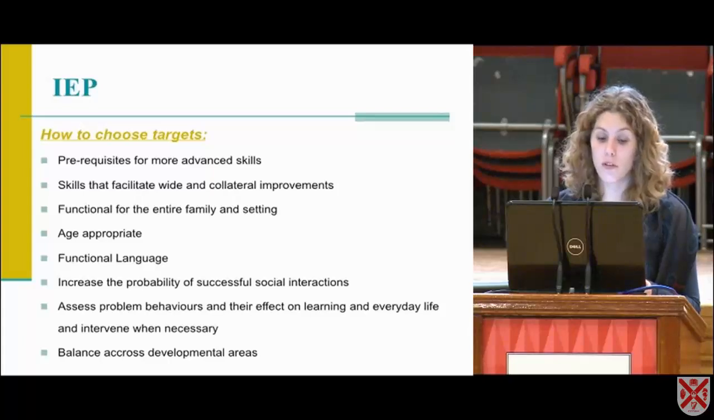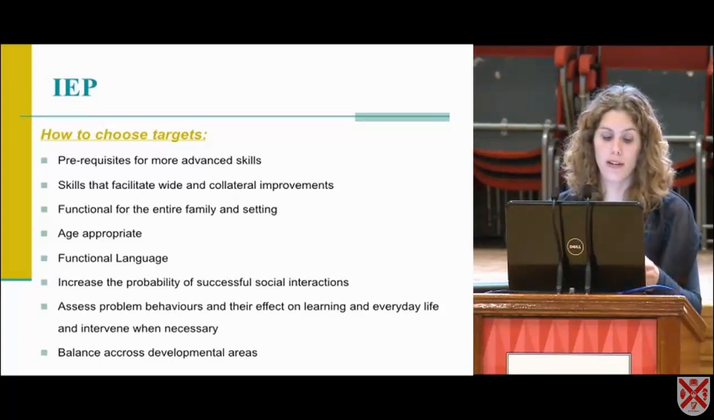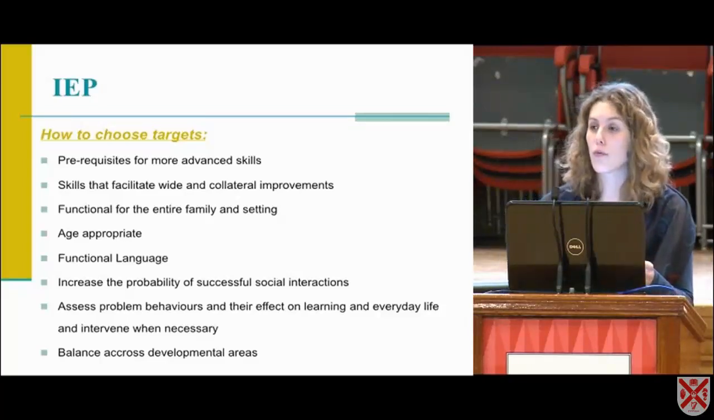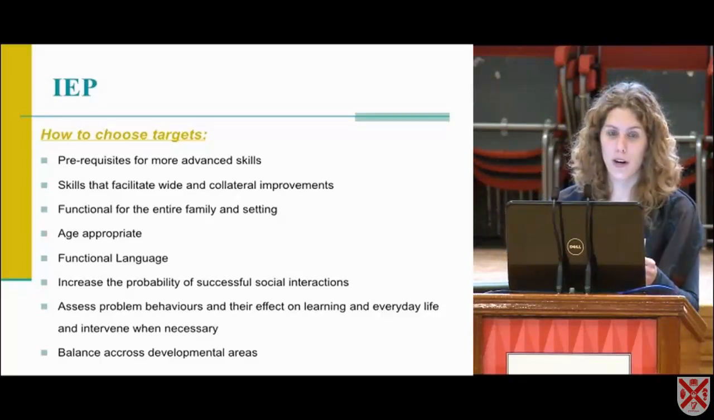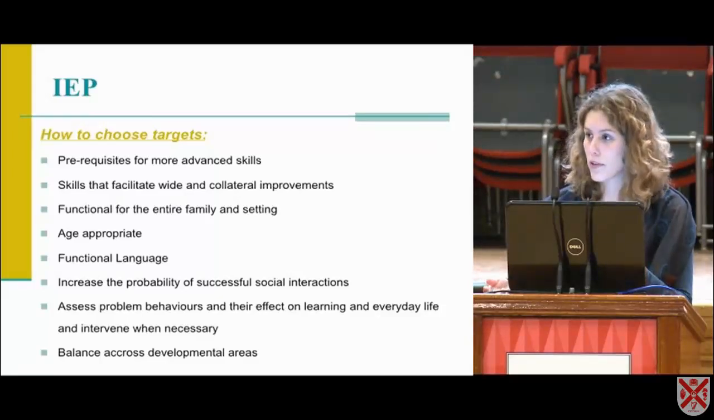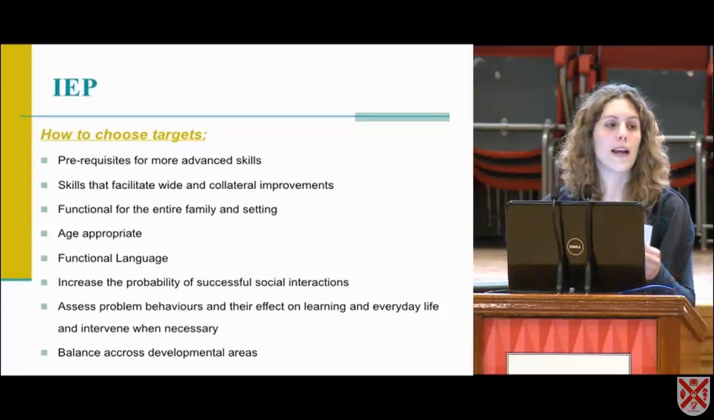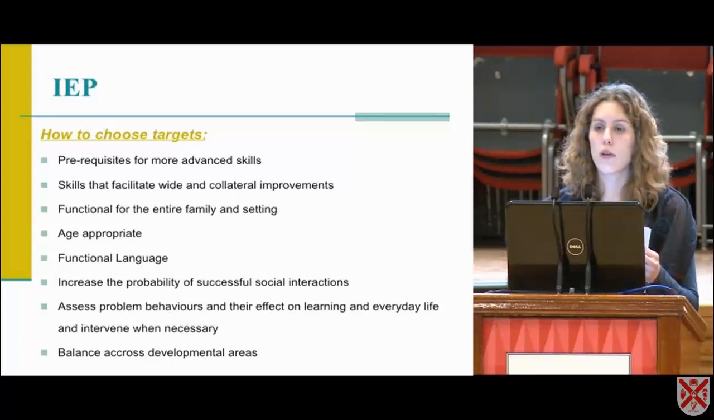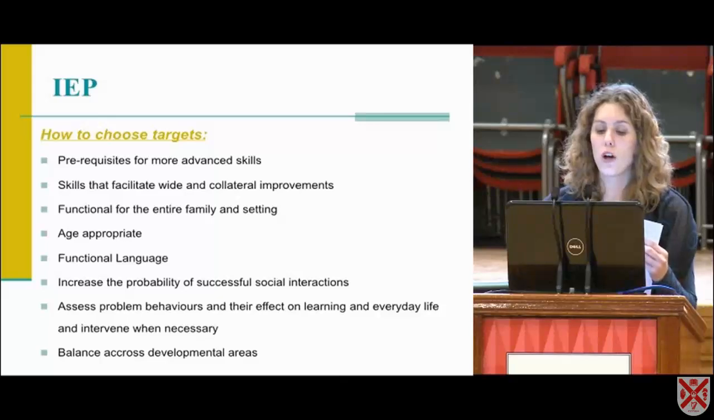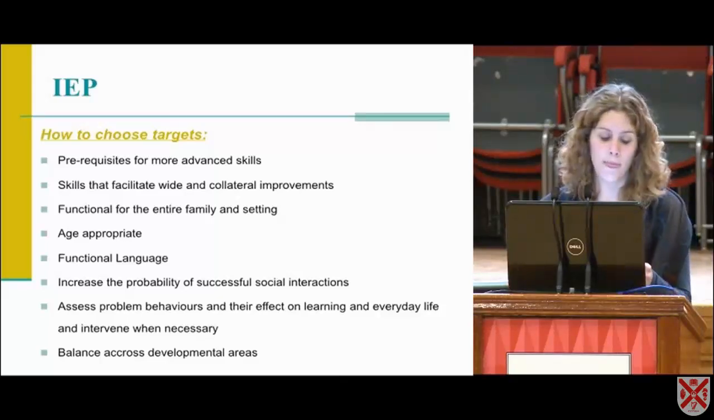We have to choose skills that facilitate wide and collateral improvements. So for example, teaching a child to eat a variety of foods, as we heard this morning from our colleague, will not only improve the child's health, but it will also allow him to go to restaurants with his family, to go on daily excursions with his peers, to eat in the school's restaurant with other children. So it will produce wide improvements.